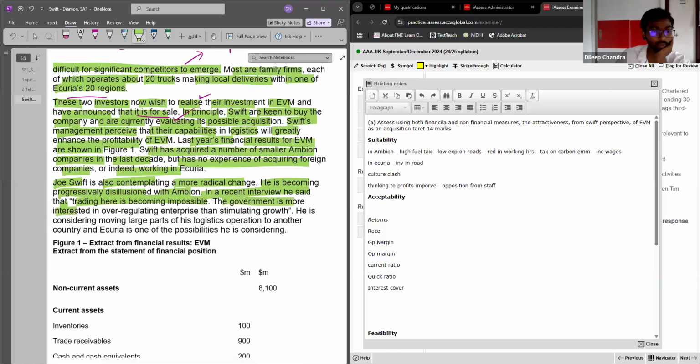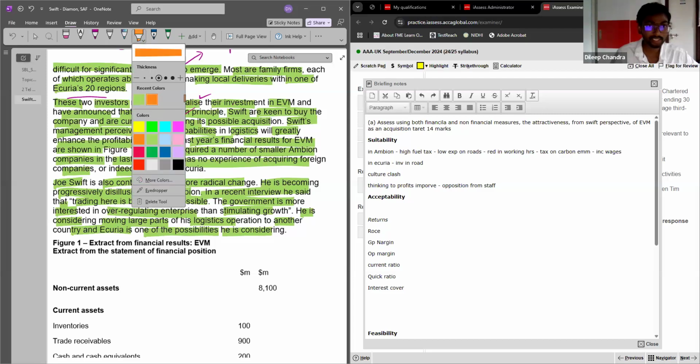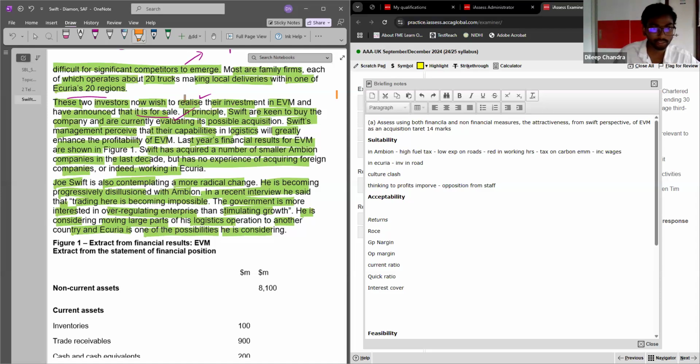The government is more interested in over-regulating enterprise than stimulating growth. He is considering moving large parts of the logistics operation to another country, and Ecuria is one of the possibilities he is considering. Wow. So at the climax, we got to know the opinion of the stakeholder, right? So shareholder, Joe. If you observe, there is an opinion of the shareholder, right? Where is it? Trading here is becoming impossible. Trading here becoming impossible, right?